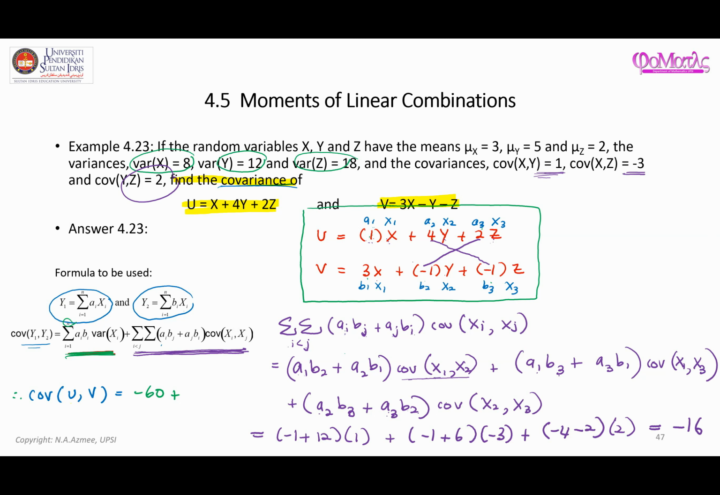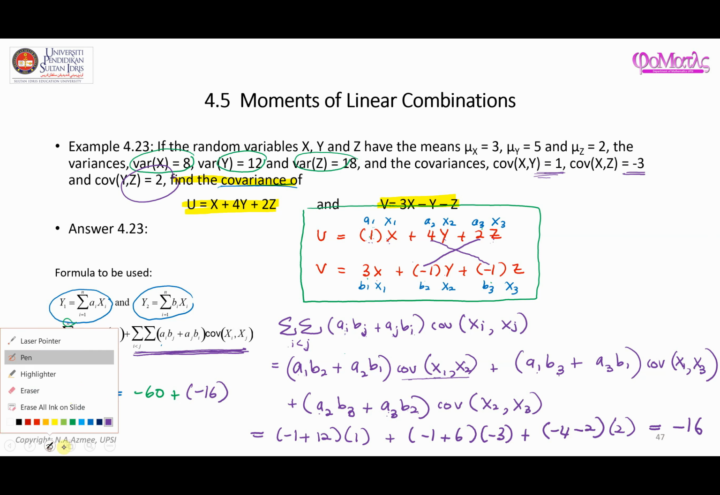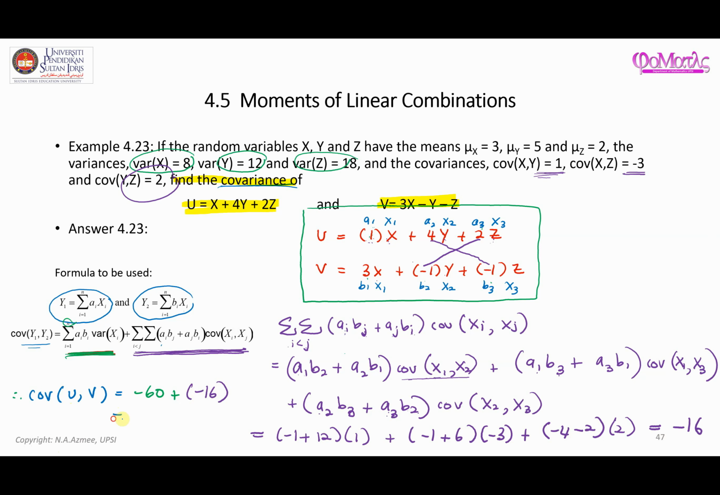Now we're going to consider the result here, plus negative 16. So the final answer to this one is going to be covariance UV is just going to be negative 76. Okay, I think that's all for now.